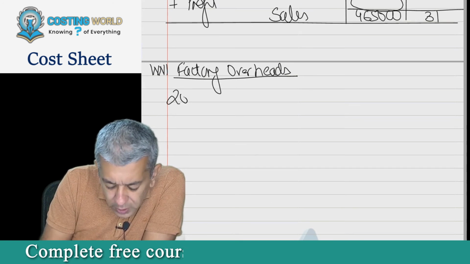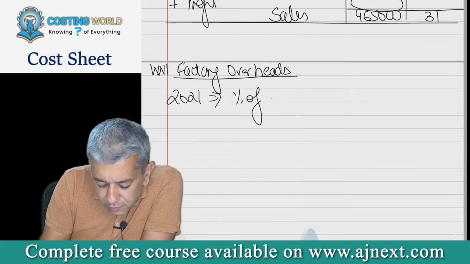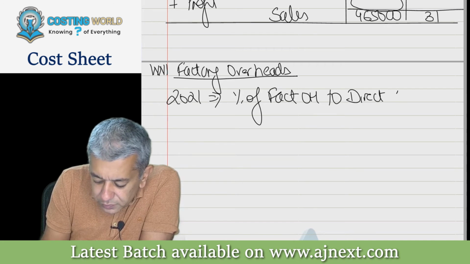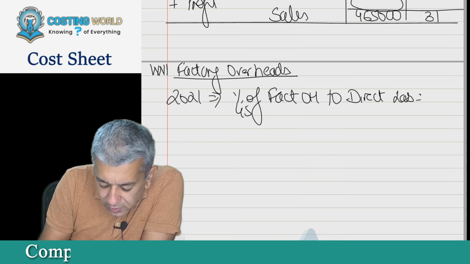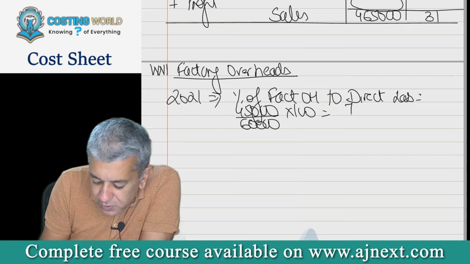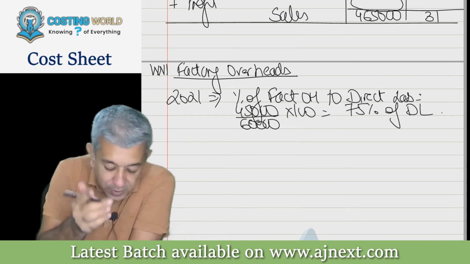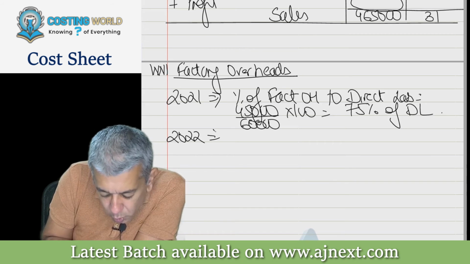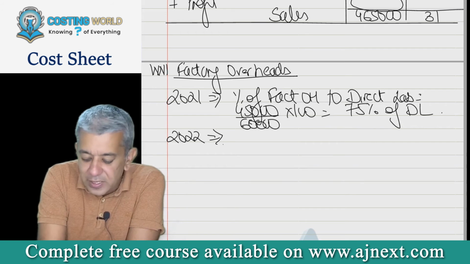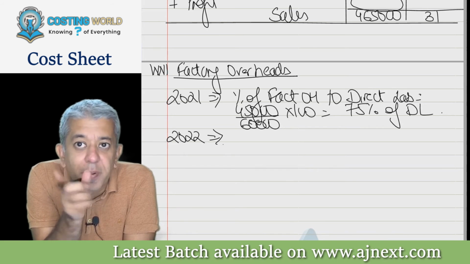So therefore, 2021 first: percentage of factory overheads to direct labor is equal to 45,000 divided by 60,000 into 100. So this will come to 75% of direct labor. So factory overheads is 75% of direct labor. Now in 2022 also, factory overheads to direct labor will remain what percentage? 75%. But in 2022, tell me, direct labor cost has become how much?